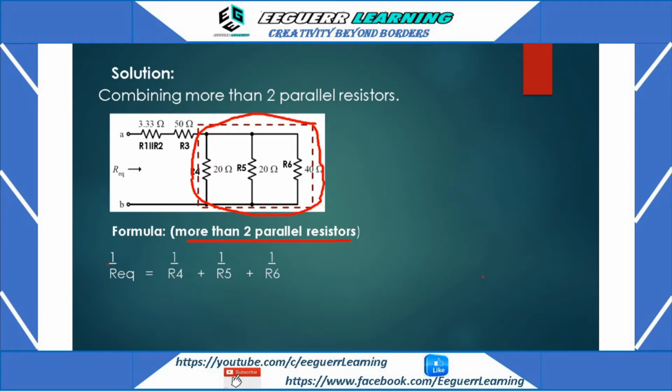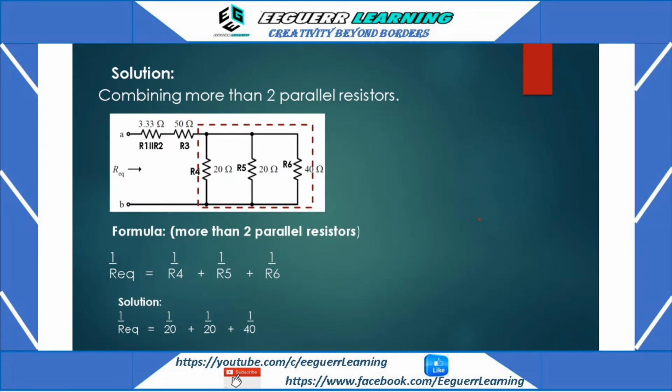It should be 1 over the R equivalent, or the R total, is equal to 1 over R4, which is this one, 1 over 4, then 1 over 5 for this, 1 over 5, then 1 over 6 for this. Okay, so we can now combine these three resistors, and let us go to our solution.